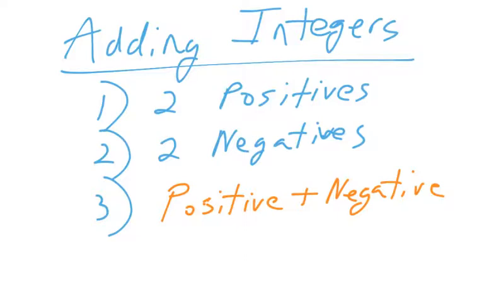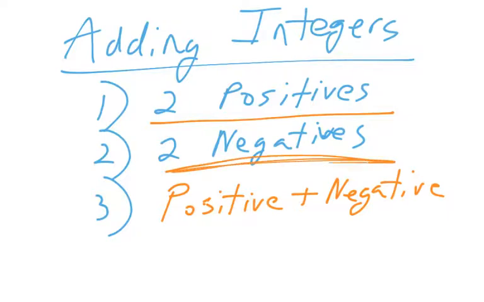So with adding integers, you have three major rules. Your first rule is adding two positive numbers together, and to be honest, this is just like the addition you did in even elementary school. Then we have adding two negative numbers together, excuse me. And finally we have adding a positive and a negative. So those are the three main situations you'll have when adding integers.